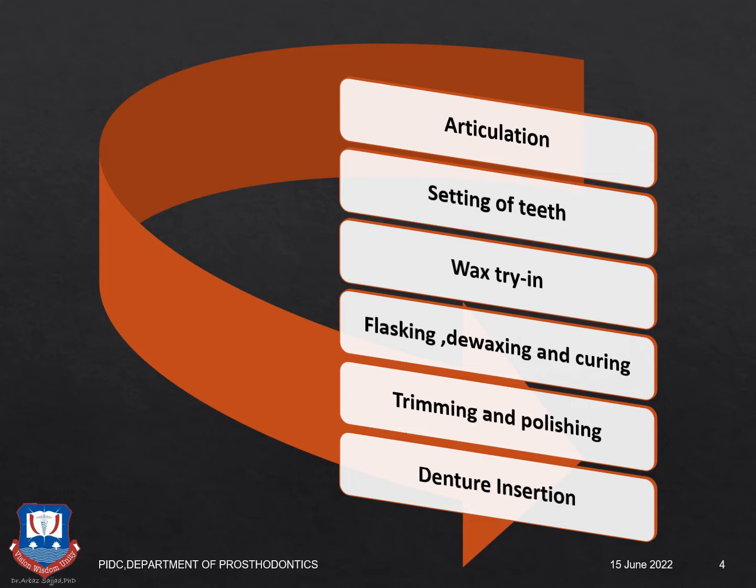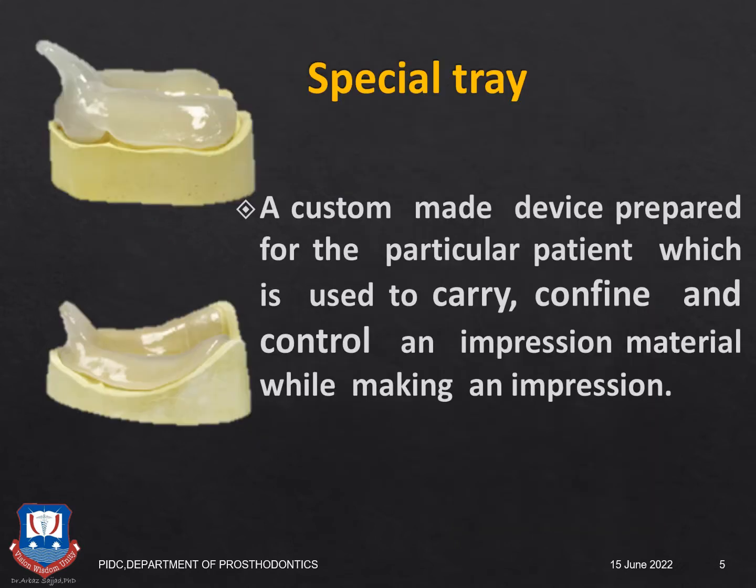Next, here today we'll be dealing with the steps, principles, and techniques of fabrication of custom tray, the border molding, the final impression, etc. So, what is a special tray? A special tray is a custom made device prepared for the particular patient, which is used to carry, confine, and control the final impression material while making the impression in the patient's mouth.